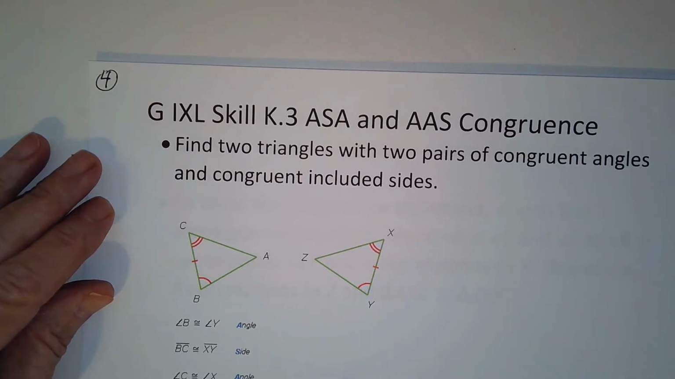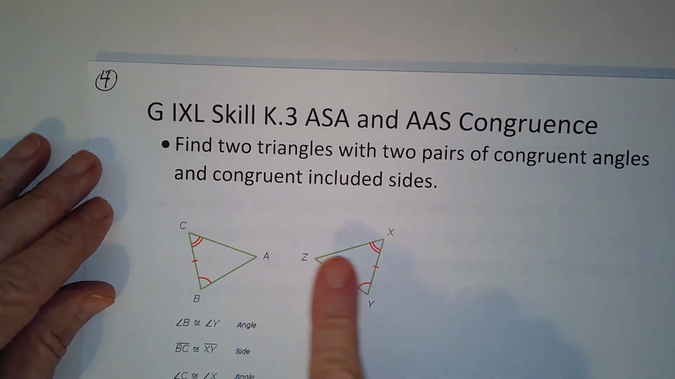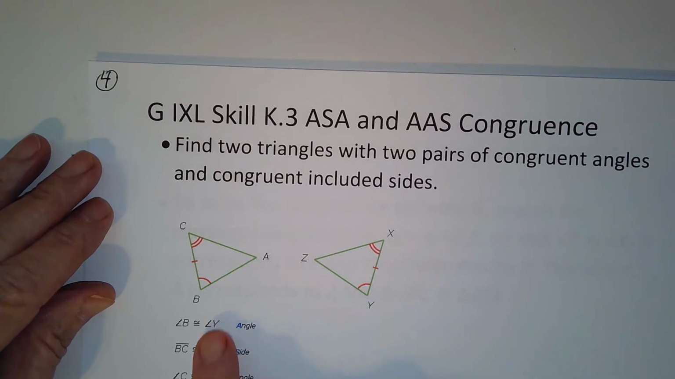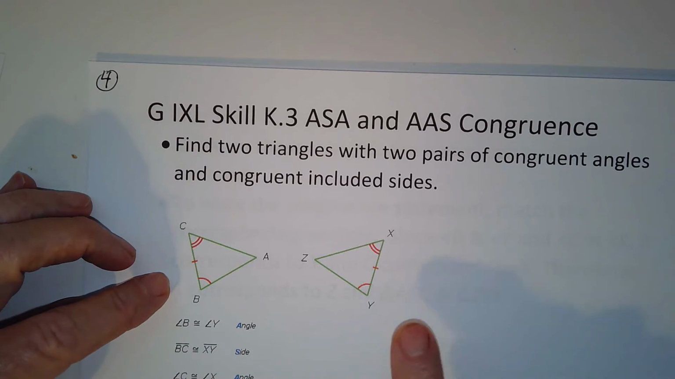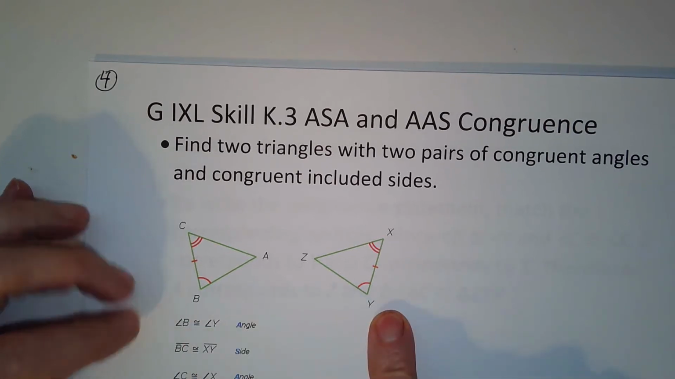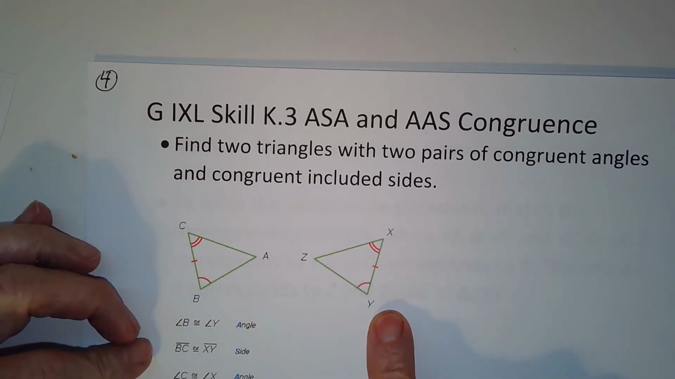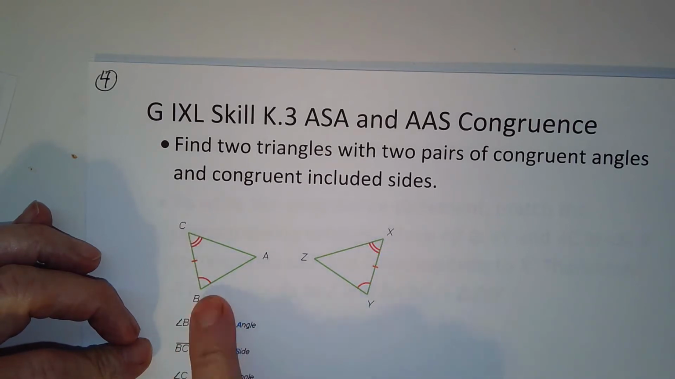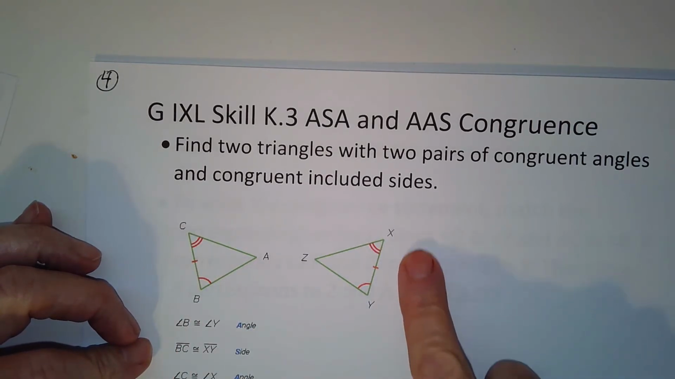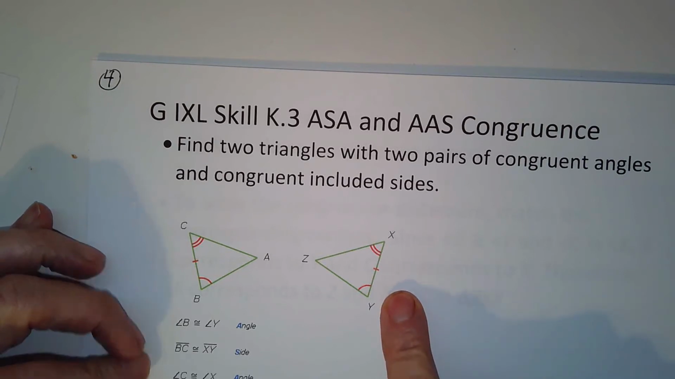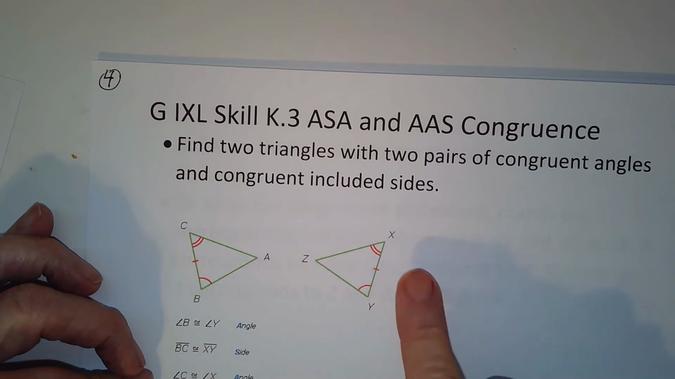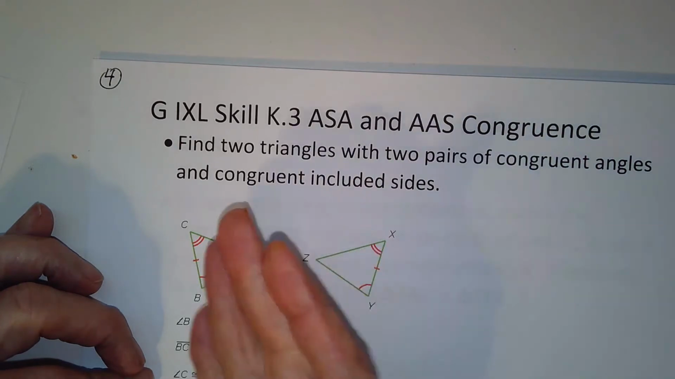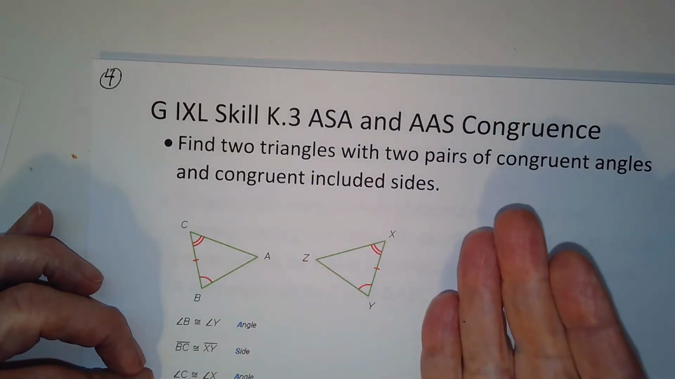Now, let's just find the corresponding parts. So we have angle B, that's congruent to angle Y. That looks about right. You have line segment BC. This side here is congruent to line segment XY. That looks right. And you'll see that angle C is congruent to angle X, and that's correct too. And if you really look at these two triangles, they're mirror images of each other.